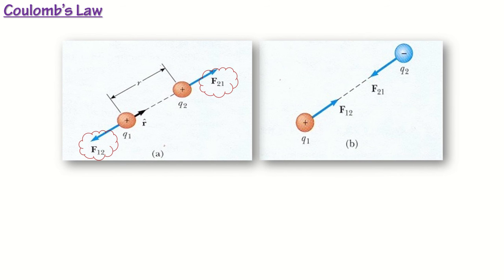Similarly, Q2 is attracted by Q1 with a force F21, and Q1 is attracted by Q2 with a force F12. So both attract each other. This force of electrostatic attraction or electrostatic repulsion is given by Coulomb's law.